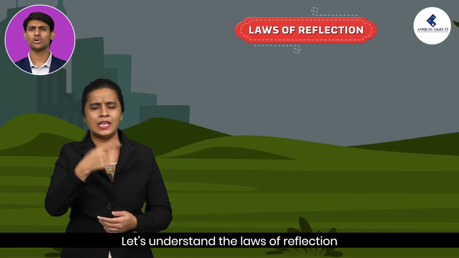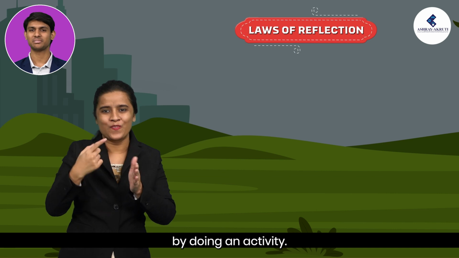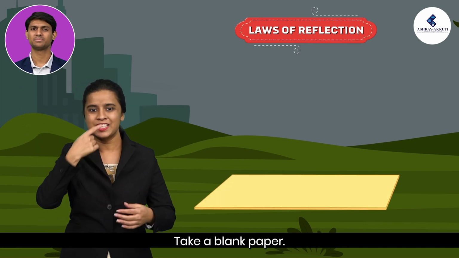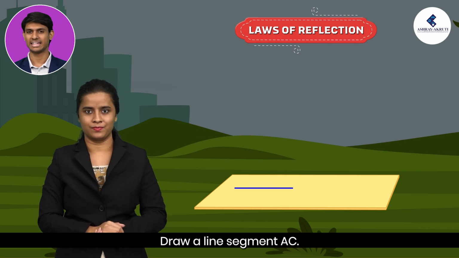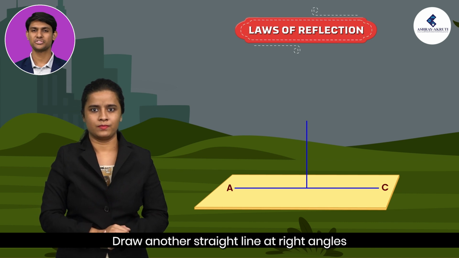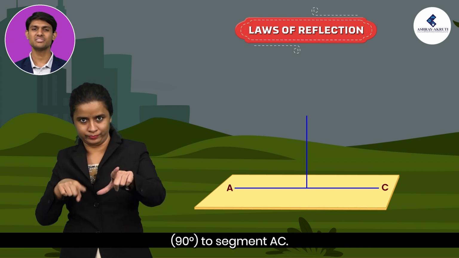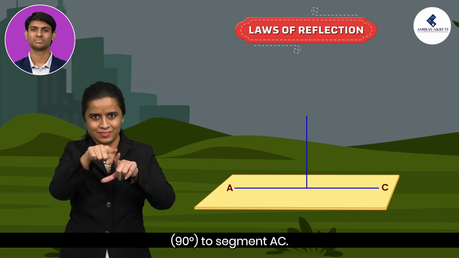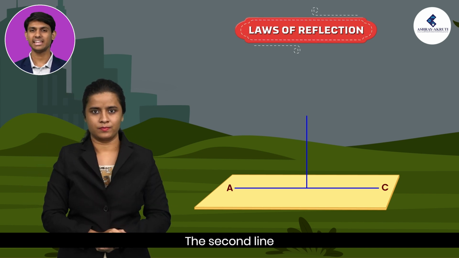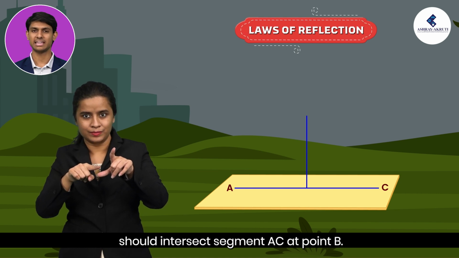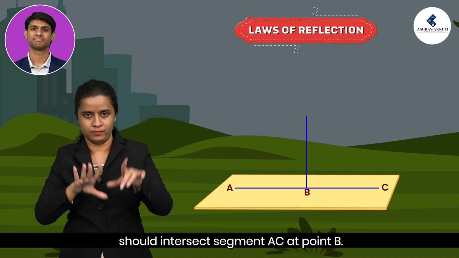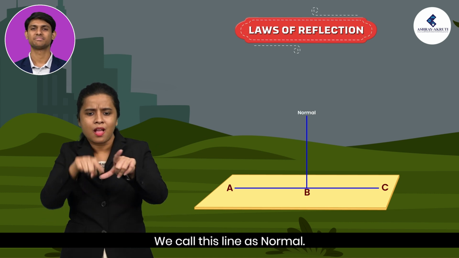Let's understand the laws of reflection by doing an activity. Take a blank paper. Draw line segment AC. Draw another straight line at right angle 90 degrees to segment AC. The second line should intersect segment AC at point B. We call this line as normal.